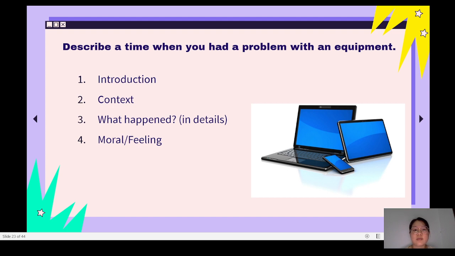And in my sample, I will talk about technology devices, because this kind of equipment is really easy to break, such as a laptop, smartphone, or tablet. And I will give you 5 minutes to brainstorm your ideas and vocabulary, and then you should write down keywords on your paper, and then speak it out loudly in front of your mirror.